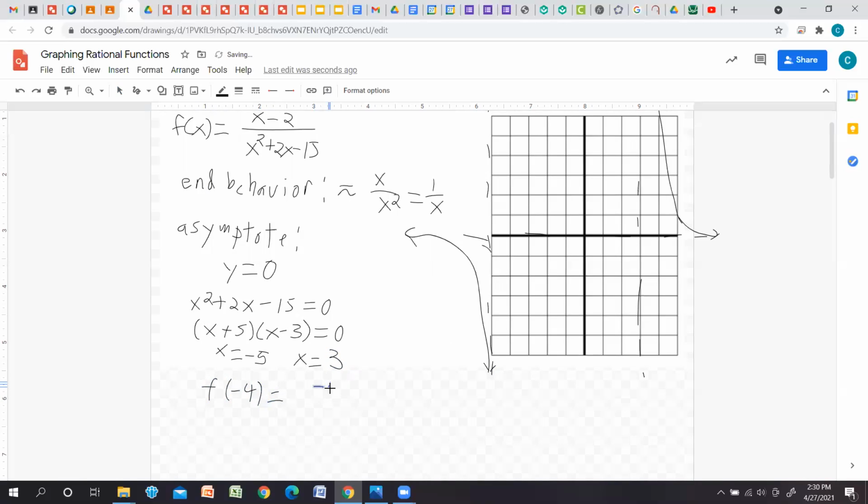Okay, so that's negative 4 minus 2 over negative 4 squared plus 2 times negative 4 minus 15. So that's negative 6 over 16 minus 8 minus 15. So that's negative 6 over negative 9, which is a positive number, positive 2/3. So we'll assume it's going positive on this side.